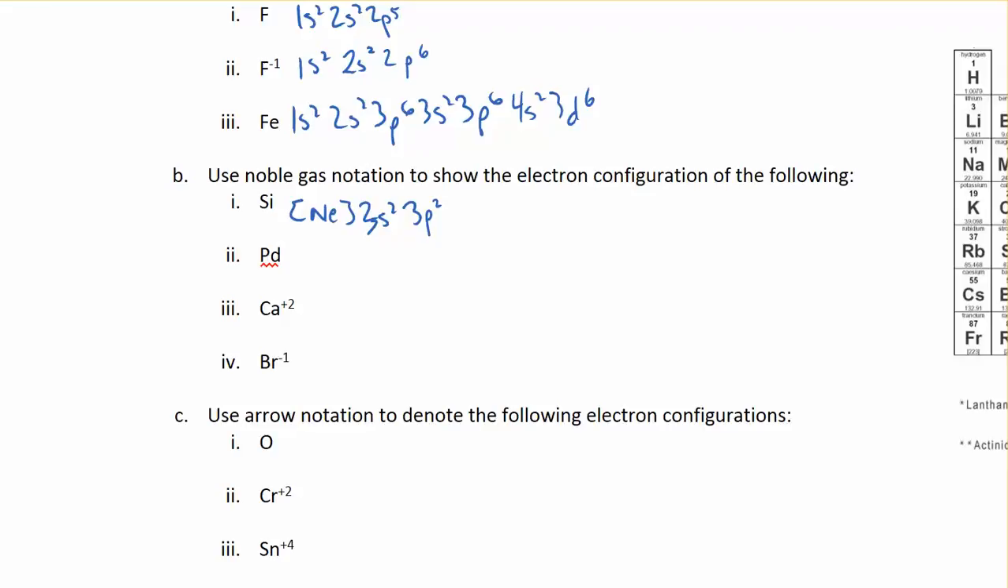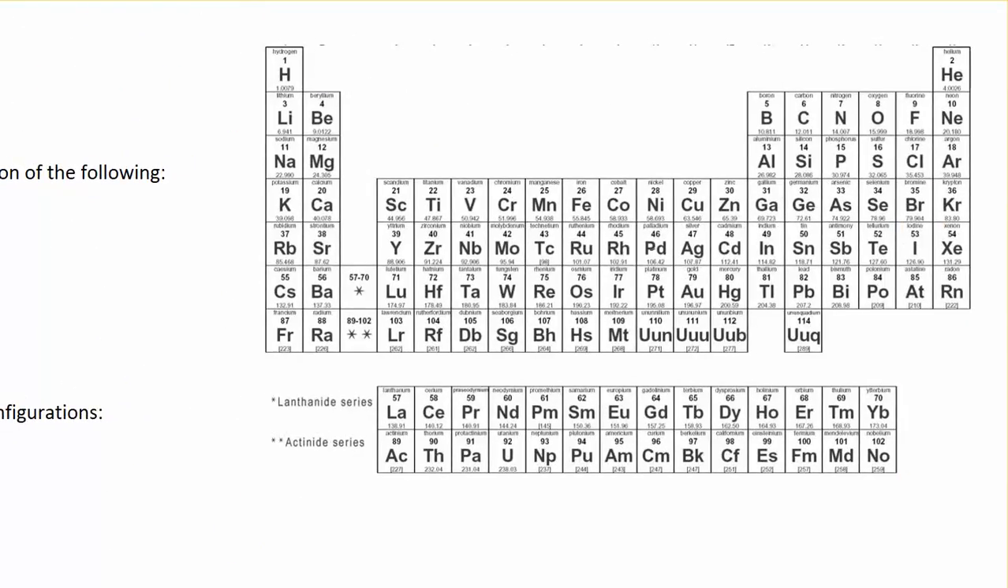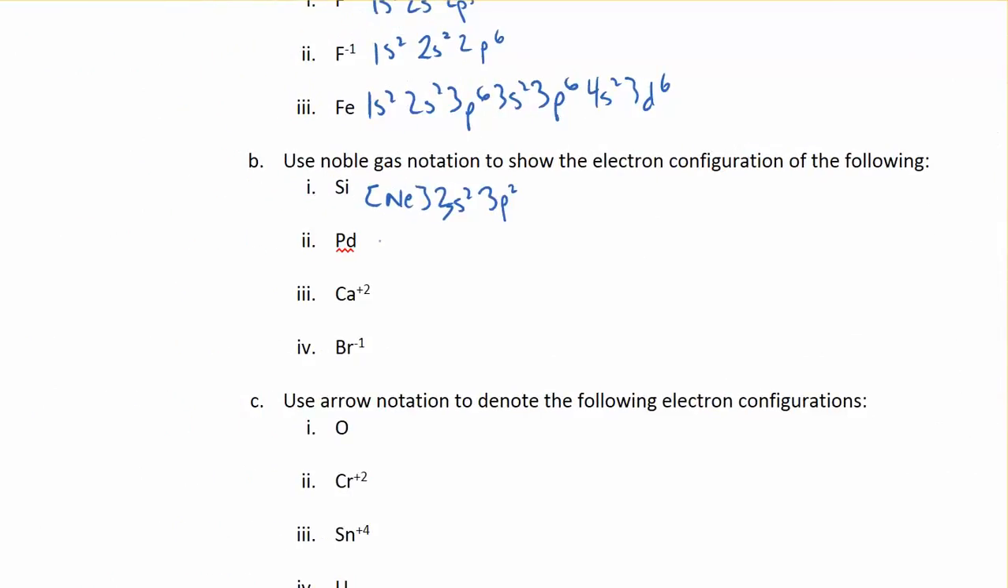Palladium is our next element. Palladium is a transition metal right here on the periodic table. It's quite large, so to save us some time, we'll say that palladium has the core electrons the same as krypton, plus some electrons in the 5s and some electrons in the 4d. Specifically 8 electrons in the 4d. So palladium would look like krypton, those 2 5s electrons, and 8 4d electrons.